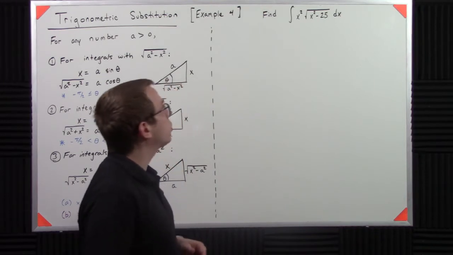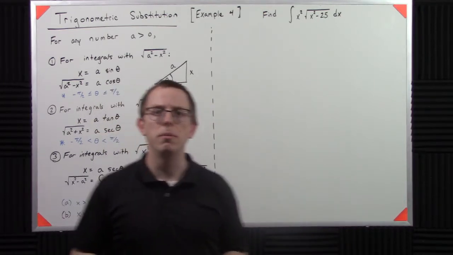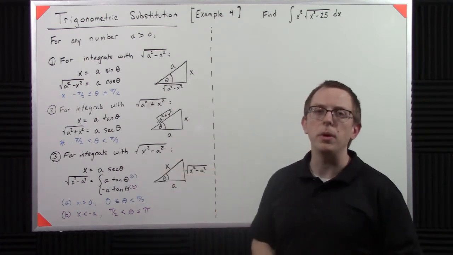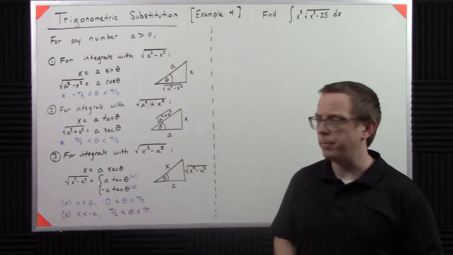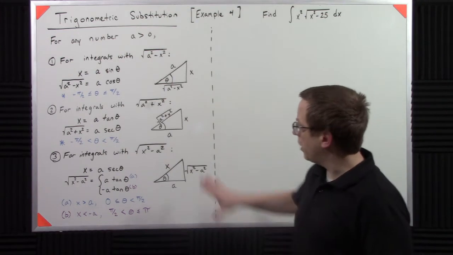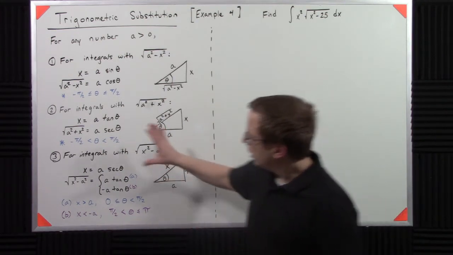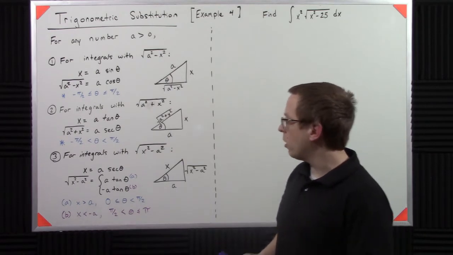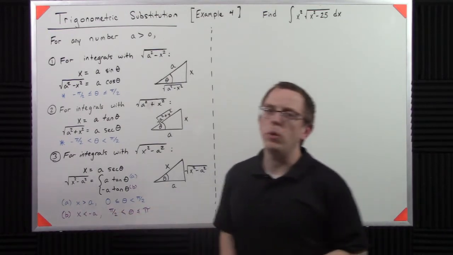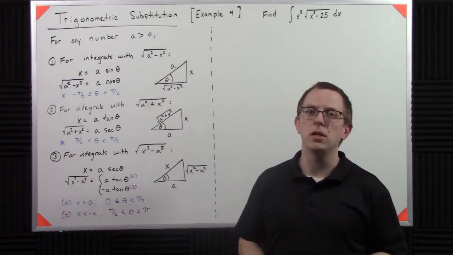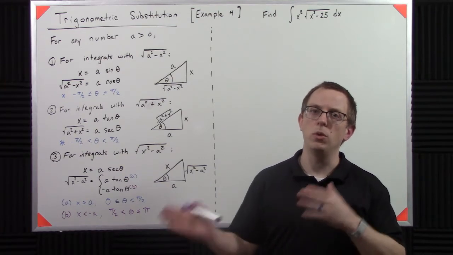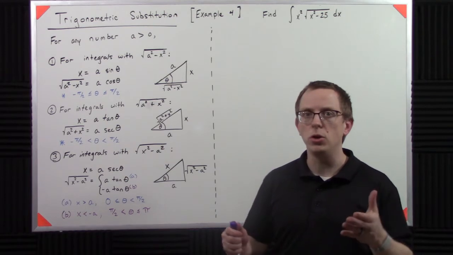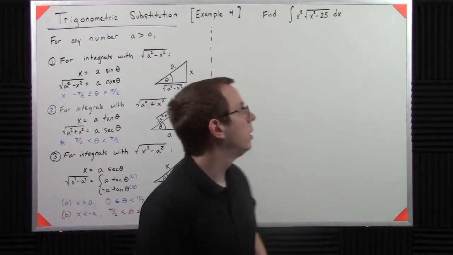I've got x squared times the square root of x squared minus 25. So that's pretty transparently going to be archetype number 3. So what we've got to do is construct a triangle. Let's use our substitutions. And for our purposes, we are going to assume that we are dealing in the positive case where the x value is greater than that a value. But we could do it the other way if we needed to.